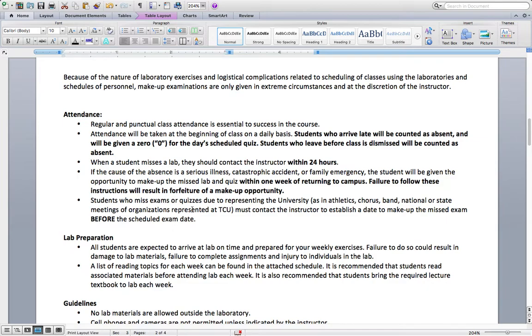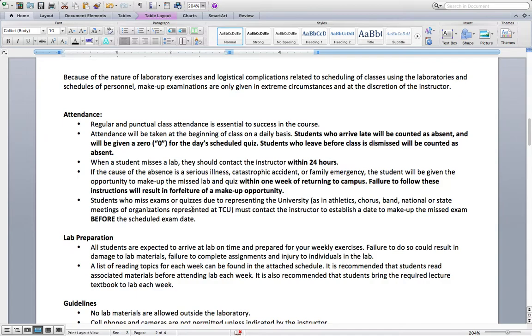However, if you are involved in a university activity, such as athletics or music, and you must miss lab for one of these reasons, we just need documentation of your absence, and you are permitted to make up that lab. You either can attend another lab that week, or your instructor will make time with you to go over the material and give you an opportunity to make up your quiz.